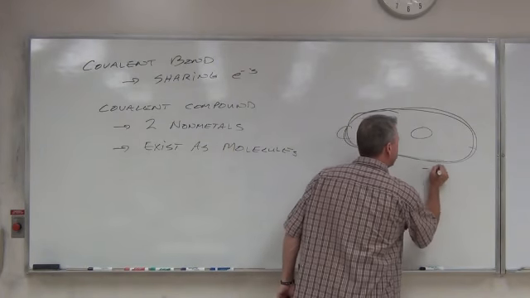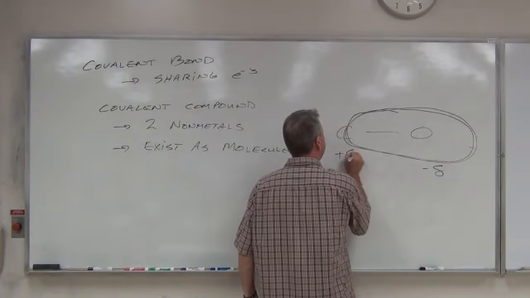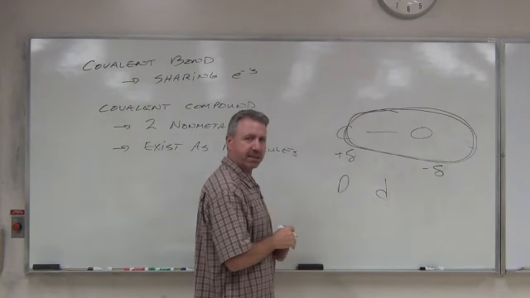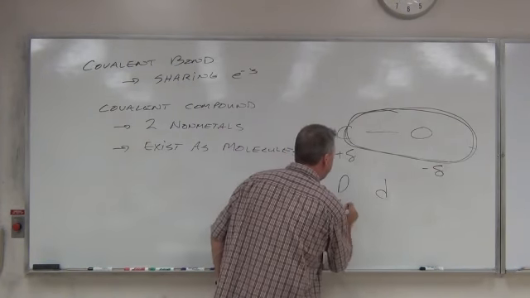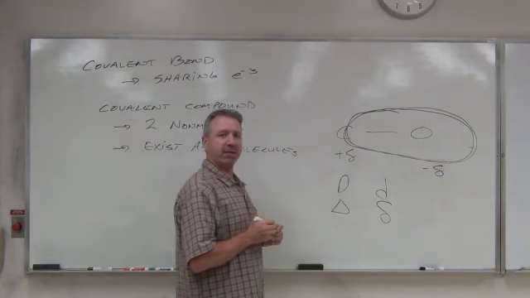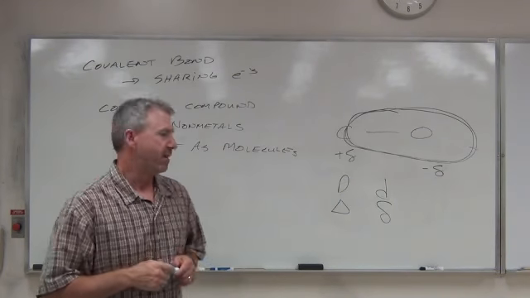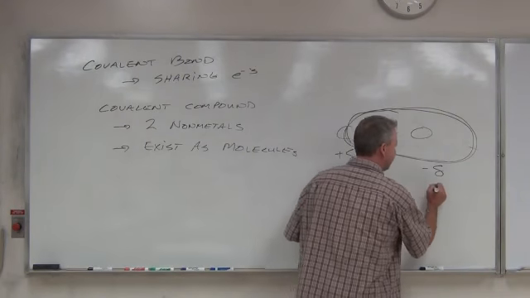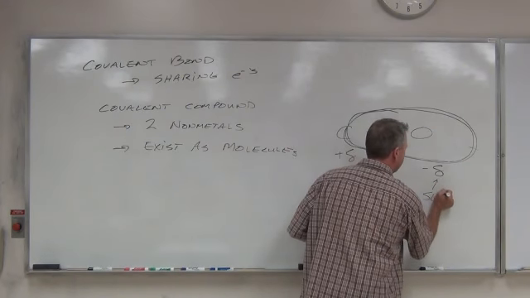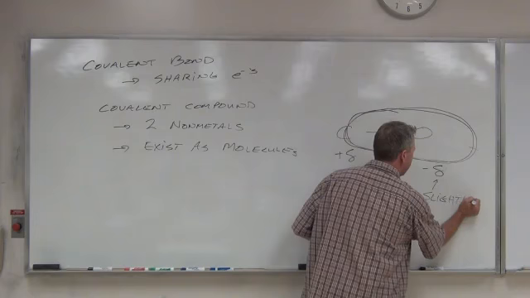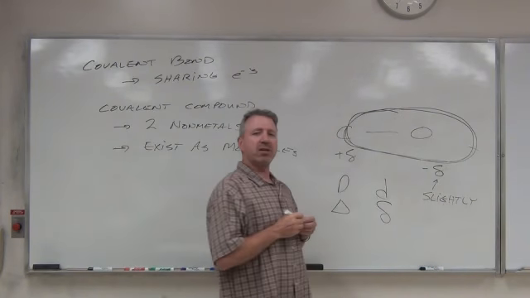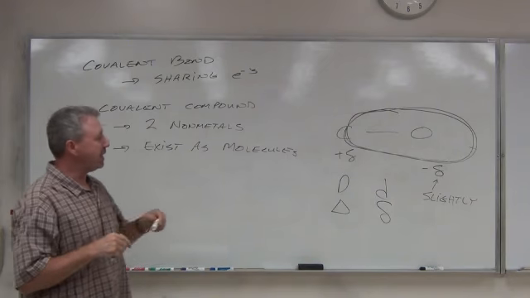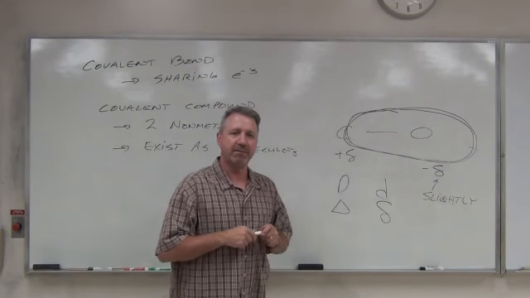So we show this with a Greek delta. In our language, we have a capital D and a lowercase d in our alphabet. In the Greek alphabet, they have capital D's and lowercase d's. This is a Greek delta, and it means slightly. It's just a little bit negative, a little bit positive.